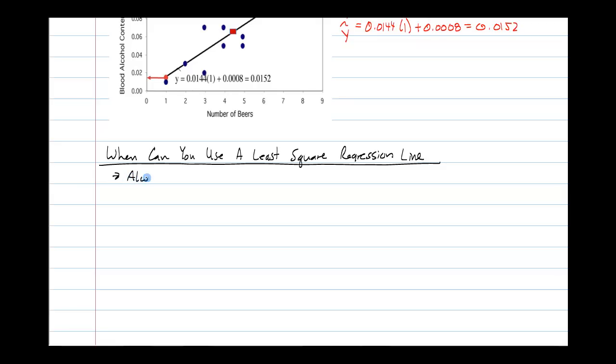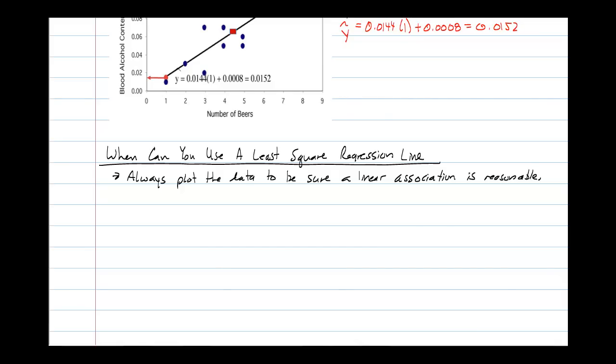So first of all, always plot the data. The reason we want to always plot the data first is we want to make sure that a linear association is reasonable. If it isn't, then I need to use some other sort of model. But again, in this class we'll be focusing on a model that's always going to be linear.